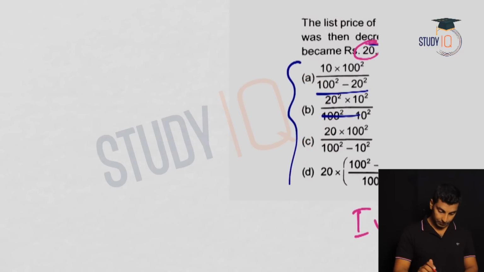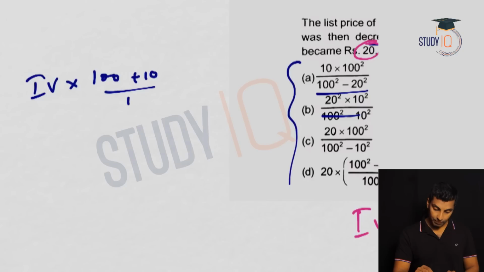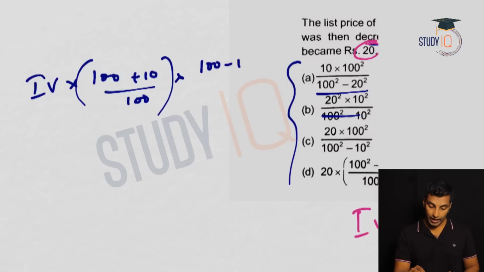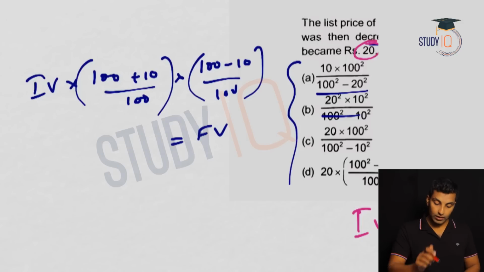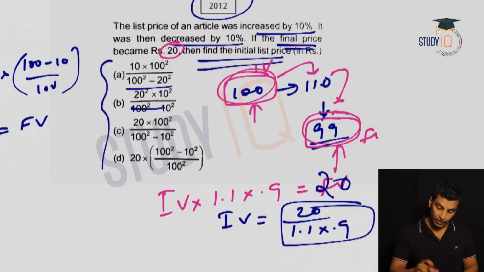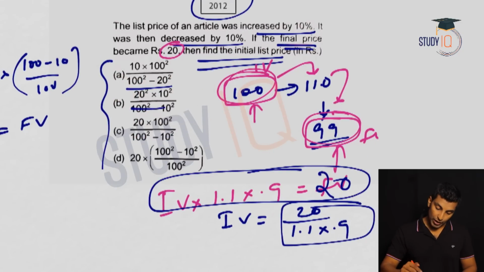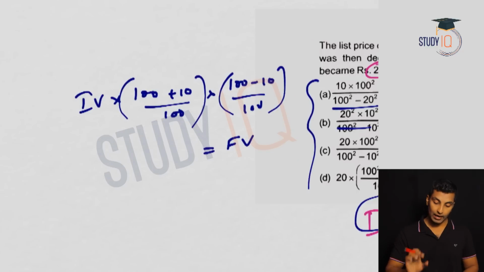So the idea is initial price into 10% increase, 100 plus 10 divided by 100, into 10% decrease, 100 minus 10 divided by 100. So this will be the final value. This is what I told you: 110 by 100 means 1.1, 90 by 100 means 0.9. That's what we did here also. But I can't just write like this because the options are given like this, so I need to write it differently.